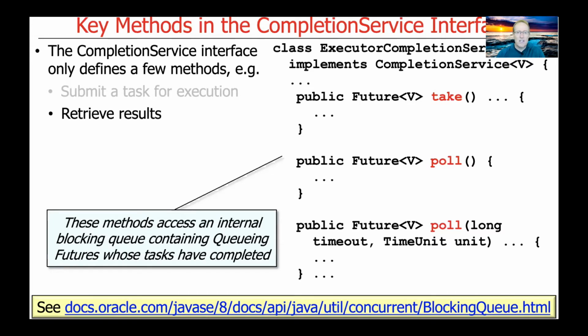Let's now talk about ways in which you get the results back after they complete running asynchronously. And as you can see, there are three methods that the Executor Completion Service provides to do this, all of which, of course, are implemented from the completion service interface that Executor Completion Service implements. And here's the methods. It's take and then two different variants of poll. And all these methods use an internal queue, which is a blocking queue that contains queuing future instances representing tasks that have completed, either successfully or unsuccessfully.